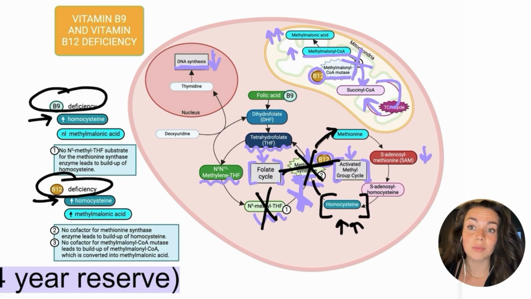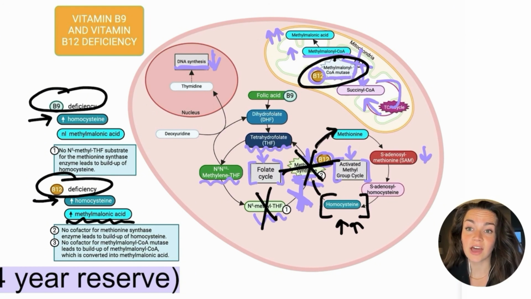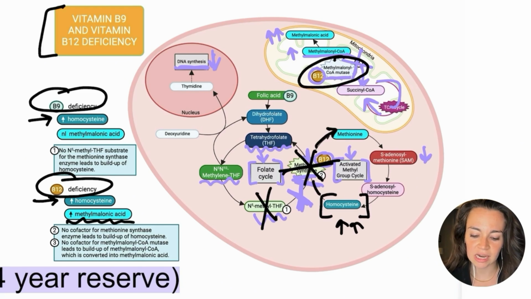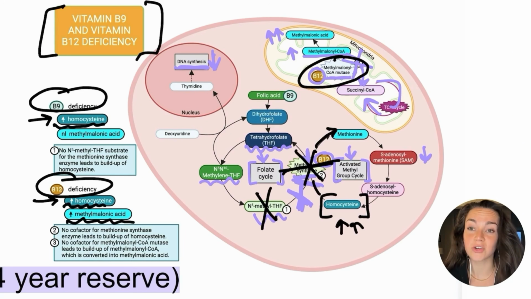However, only in a B12 deficiency will you see elevated methylmalonic acid, because only B12 is implicated in the methylmalonyl-CoA mutase enzyme. B9 has nothing to do with it. Those two lab values are, I would say, the most commonly tested when testing B9 and B12 deficiency. Elevated homocysteine is not specific for one or the other, you'll see it in both, but the methylmalonic acid is only elevated in a B12 deficiency.